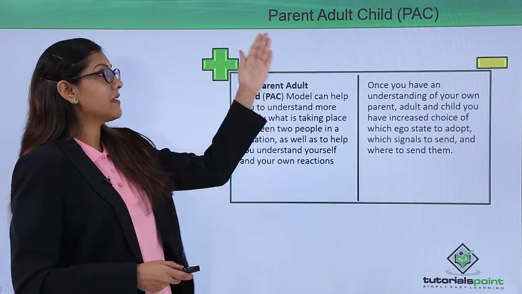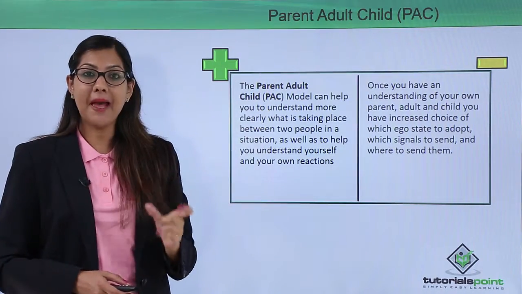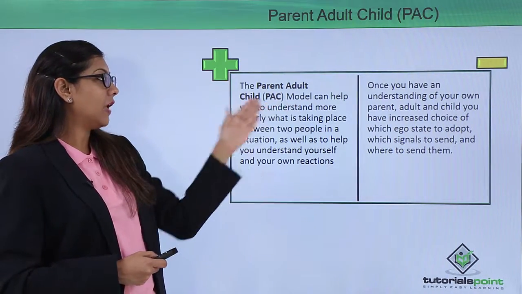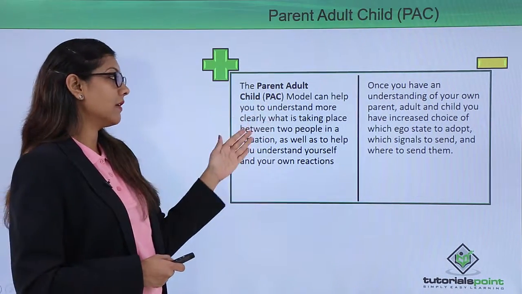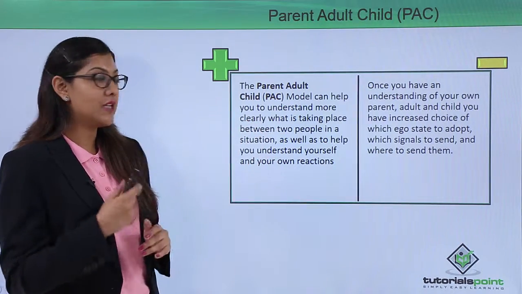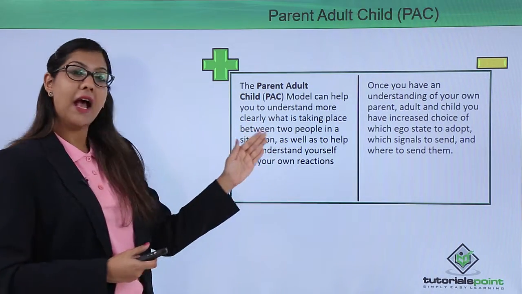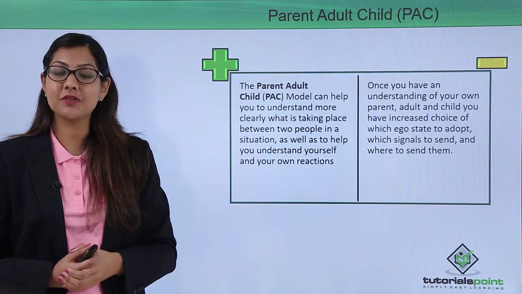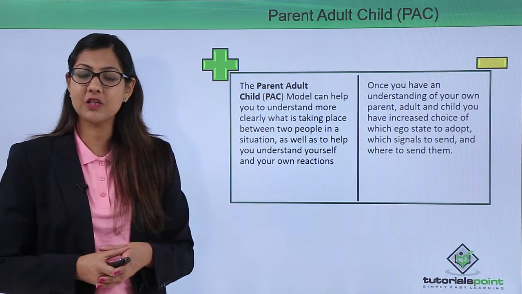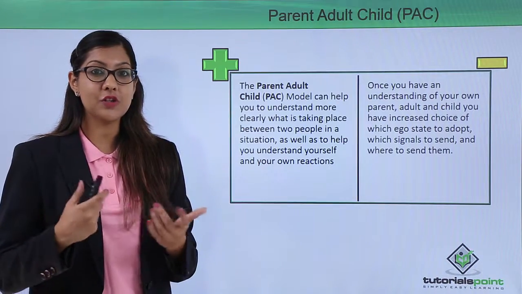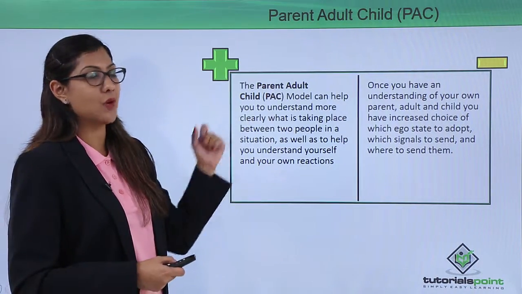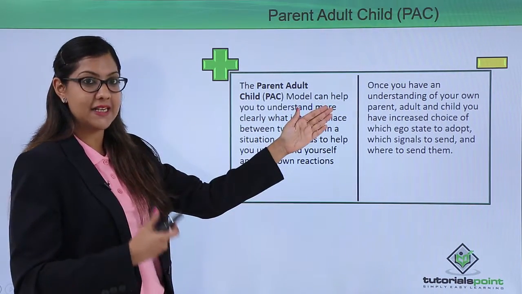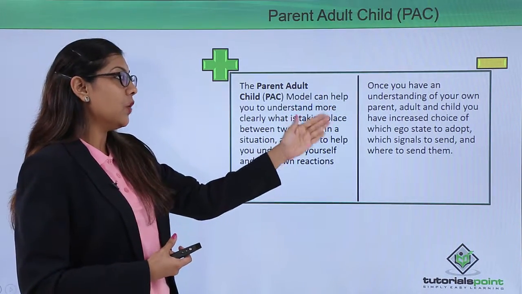Let's look at the parent-adult-child, which is the PAC model, and what it means. The PAC model can help you to understand more clearly what is taking place between two people in a situation, as well as to help you understand you and your own reactions. Whenever there are two people involved in a situation, what goes on in each of their minds is the PAC model.